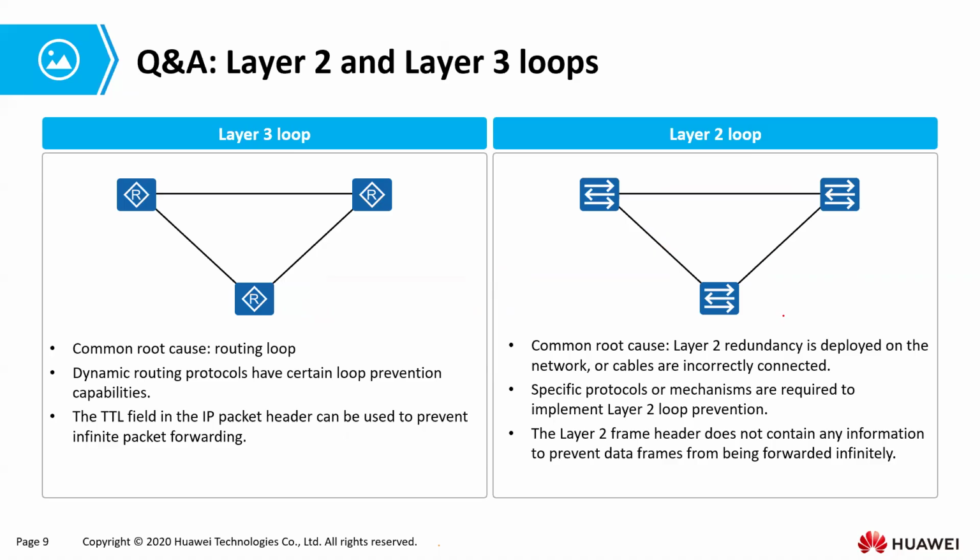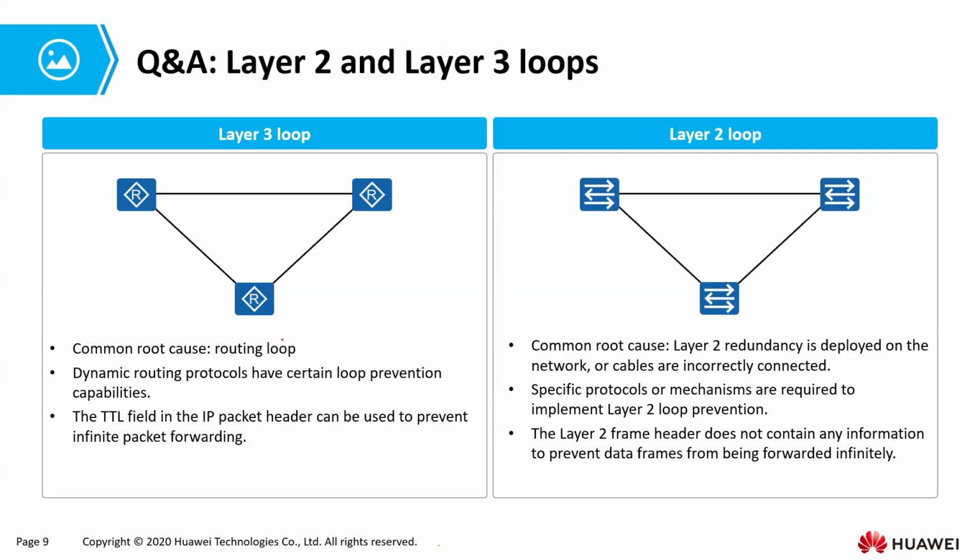Layer 2 and layer 3 loops. Layer 3 loops, common root cause: routing loop. Right, loops we don't only have in layer 2 networks. We also have them in layer 3. However, with layer 3 loops, we have what we call the TTL, time to live. Routers have a way of not having endless loops.